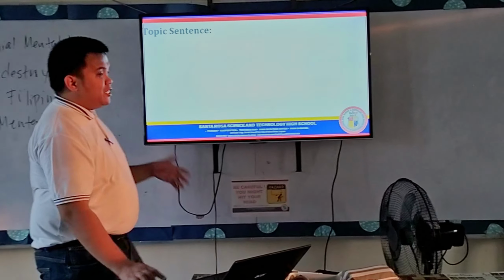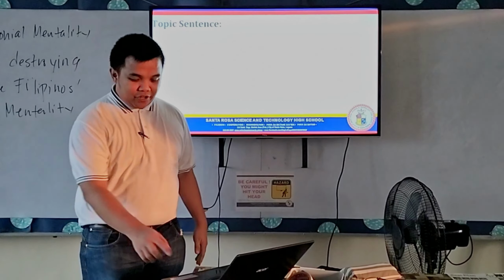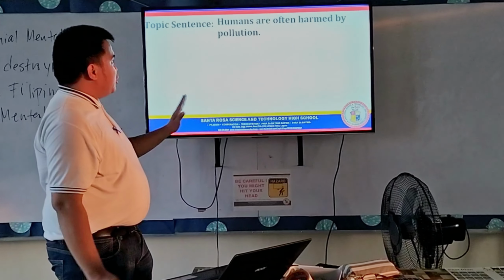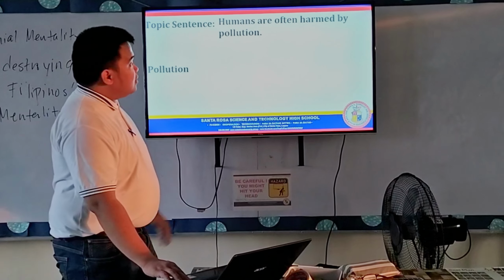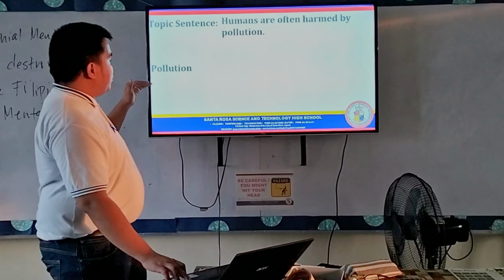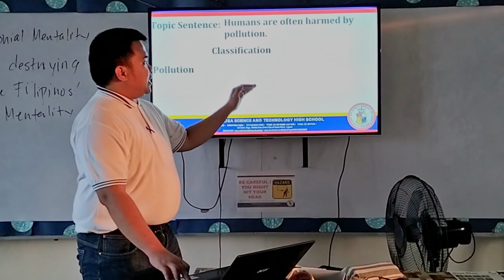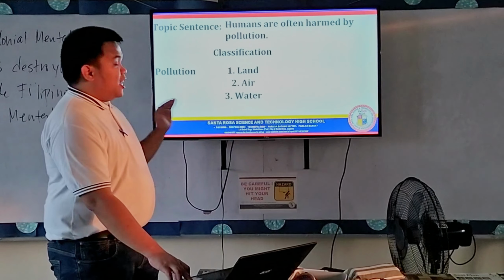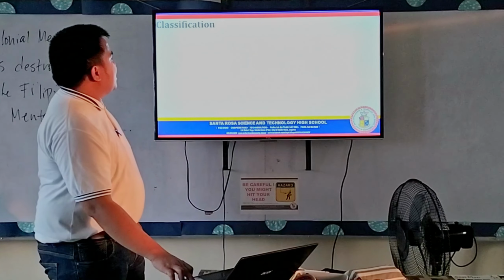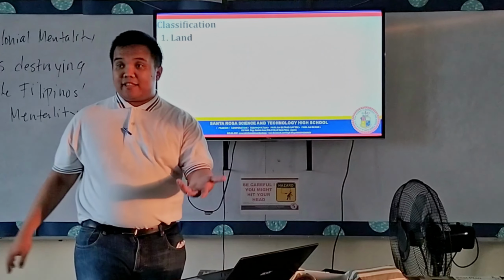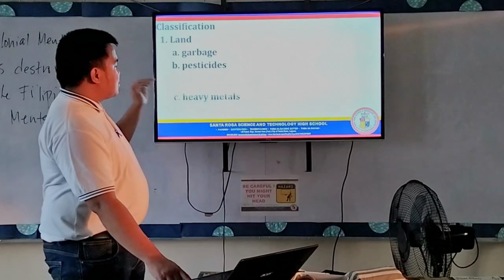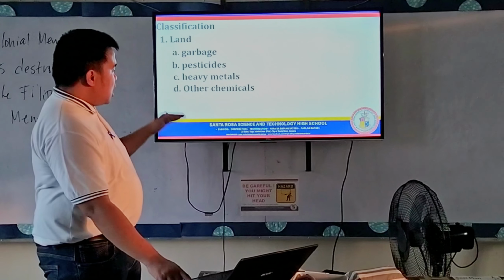For the topic sentence, what do you think, class? Very good. That is, humans are often harmed by pollution. For the main topic or the title, we have here pollution. For the classification, we have here the land, the air, and the water. So what do you think are the classification under the land? Okay, very good. For the land, we have garbage, pesticides, heavy metals, and other chemicals.